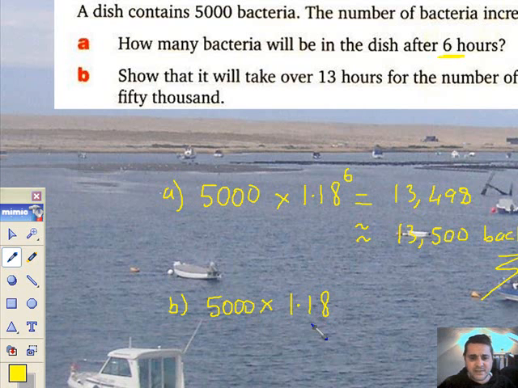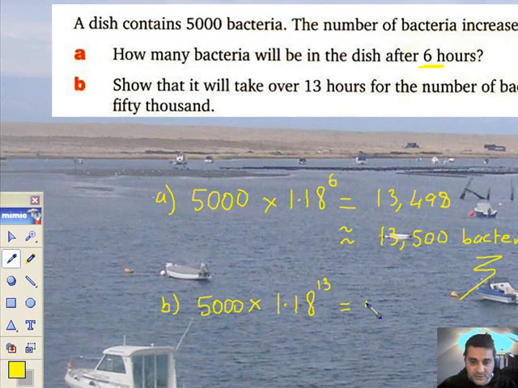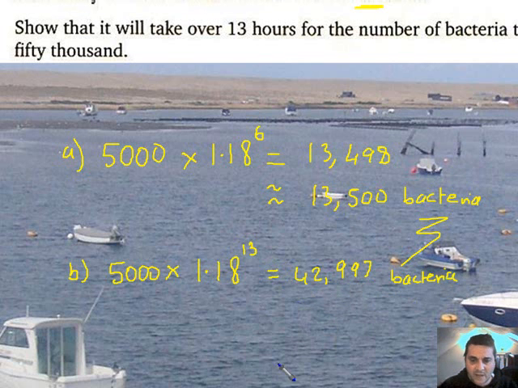Anyway, so 5,000 times 1.18 to the power of 13. So let's see what we get there first of all. Show that it takes over 13 hours to exceed 50,000. Well, let's start with 13 hours first of all. So 5,000 times 1.18 raised to the power of 13. That's in my calculator. I have got 42,997 bacteria, okay? After 13 hours, rounding off to the nearest whole bacterium.